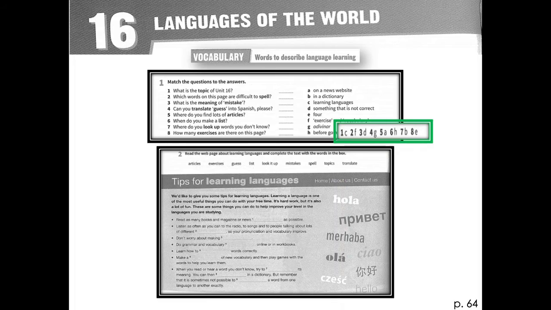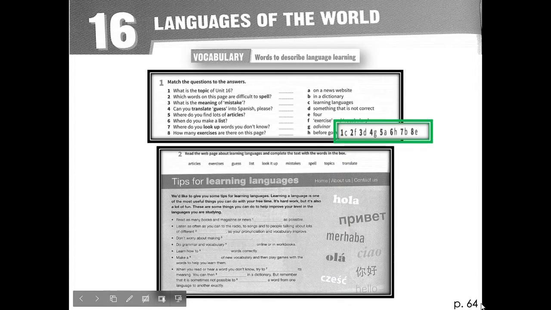Number 2, activity 2: read the web page about learning languages and complete the text with the words in the box. So you have words like articles, exercises, guess, list, look it up, mistakes, spell, topics, and translate. If you look at the words there, "tips for learning languages", these are all different words for hello in different languages. Okay, let's look at the first one here.